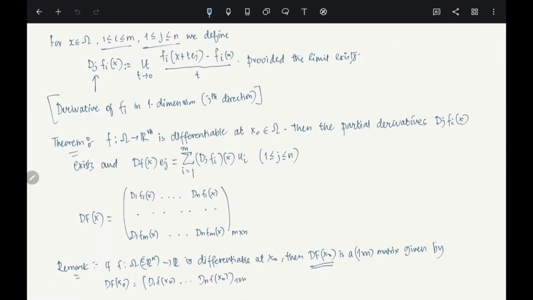So with this, let me go back to the original theorem here. What is our theorem? It says that f is from omega to Rm, and let's say it is differentiable at the point x0. Now we want to characterize what exactly the derivative map is. How does the derivative map look? This is a linear transformation. How do you characterize a linear transformation? You just look at how it acts on the basis elements. So it gives you this matrix, df given by this matrix.